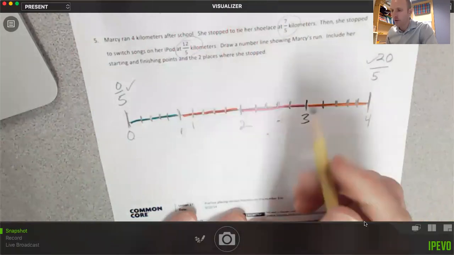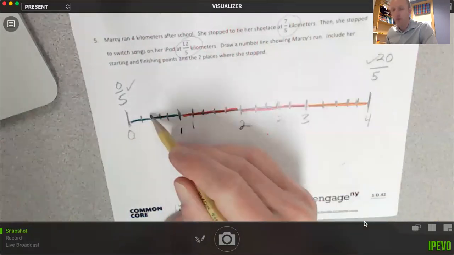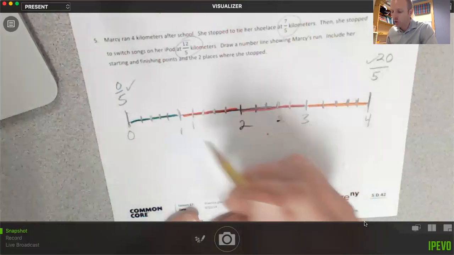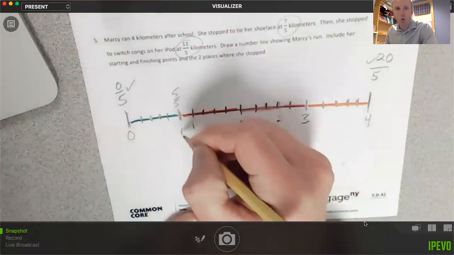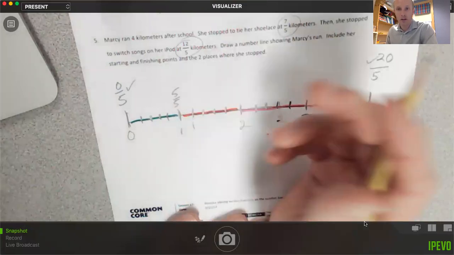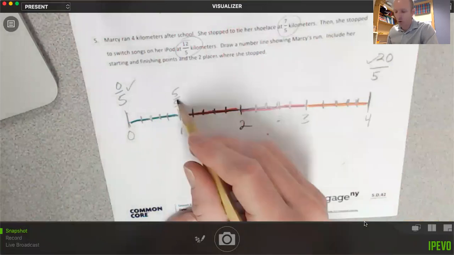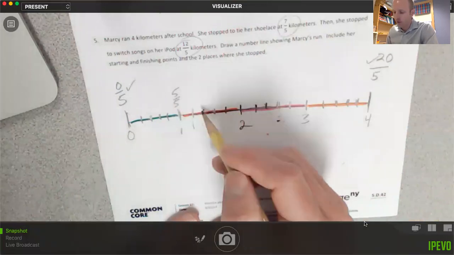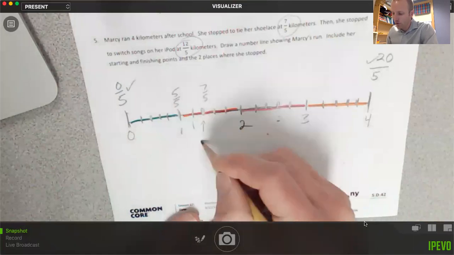So 7/5. Well, one way to do it is to say 0/5, 1/5, 2/5. I could do that. Or I could say, I know that 1 is 5/5, because 1 is what you get when the numerator and the denominator are the same. And then you could count up from there, 2 more: 5/5, 6/5, 7/5. 7/5. That's shoe.